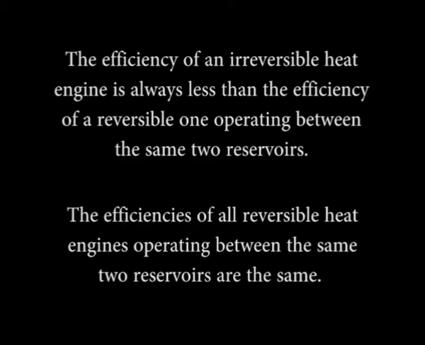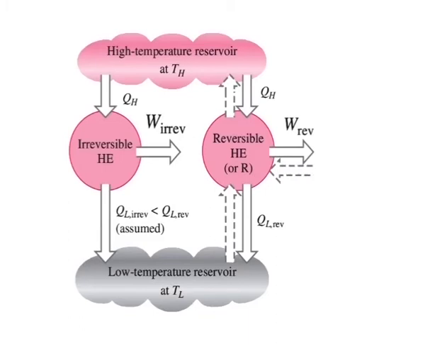The 2 statements can be proved by demonstrating that the violation of either statement results in the violation of the second law of thermodynamics. To prove the first statement, consider 2 heat engines operating between the same reservoirs. One engine is reversible and the other is irreversible. Now each engine is supplied with the same amount of heat QH.